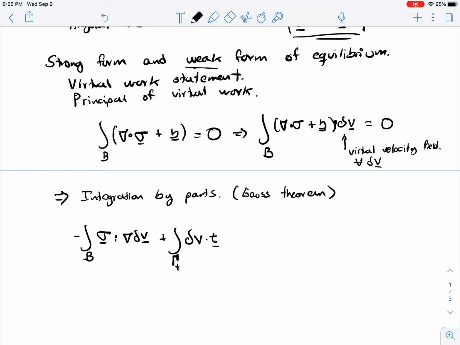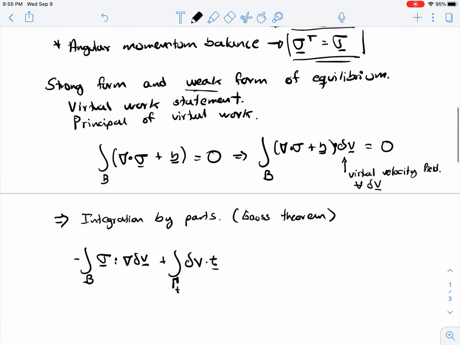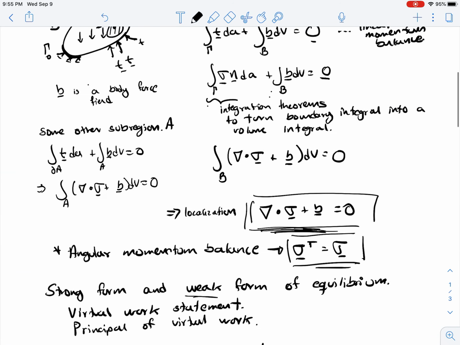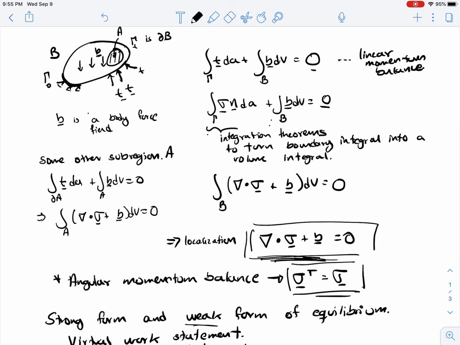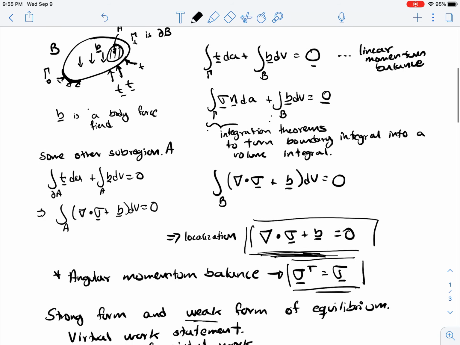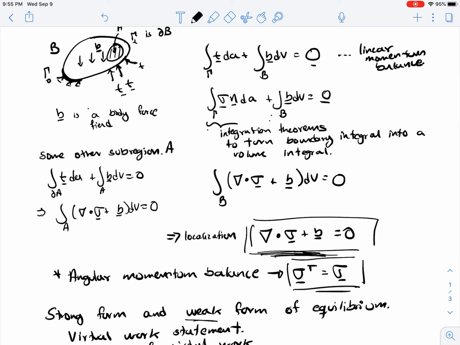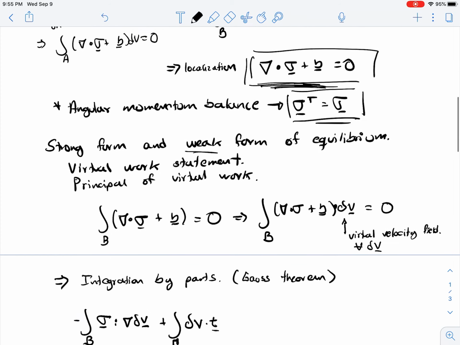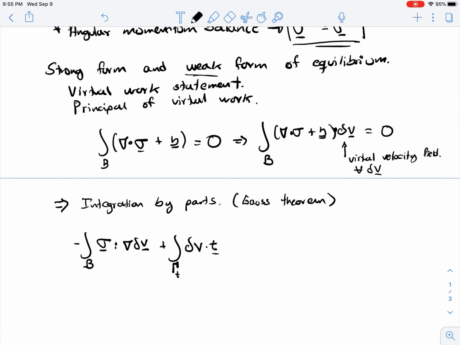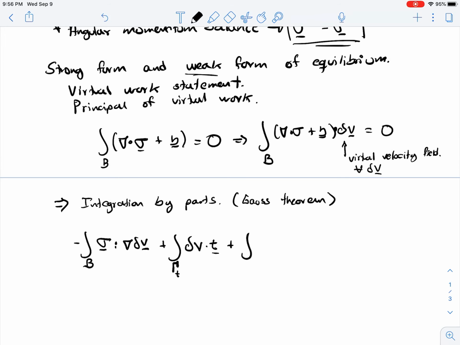There are some requirements for the virtual velocity field. I'm being a little hand wavy here, because this is not the crux of the course, but the virtual velocity field is not completely arbitrary. It has to vanish wherever you have imposed displacements. Then we have the integral of the virtual velocity field only over the region that has traction boundary conditions. And here we have delta v dotted with b.